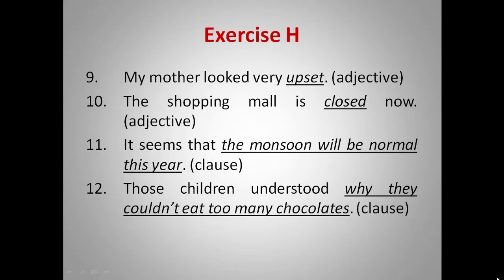In the next sentence, those children understood why they could not eat too many chocolates. Here the complement of the intransitive verb understood is why they could not eat too many chocolates. And this complement is basically a clause because the sentence is complete in itself. It is giving us a complete sense. Also, there is a main verb present in it. So this will be called the clause complement.